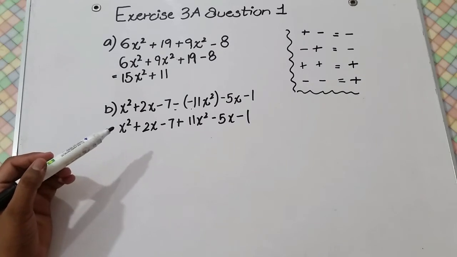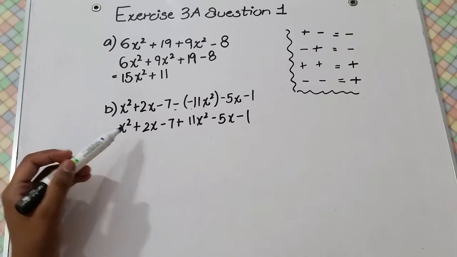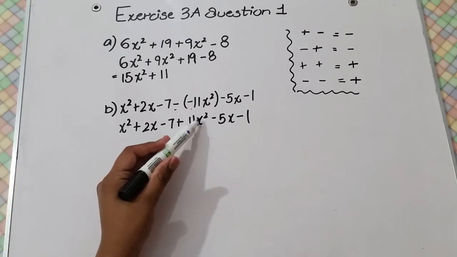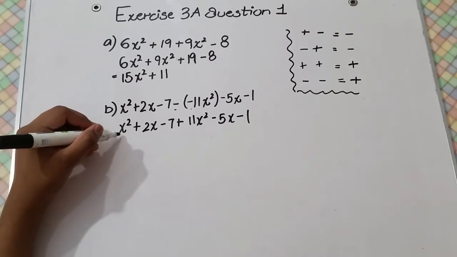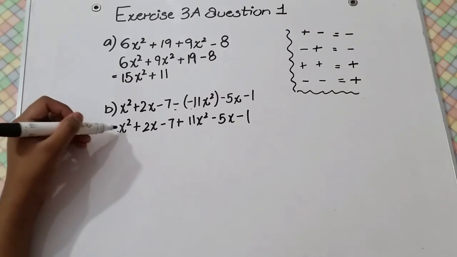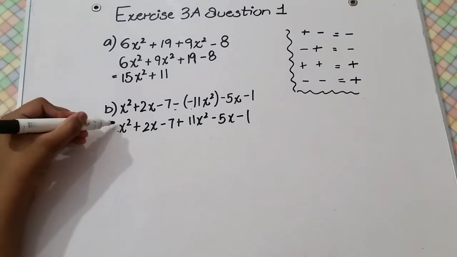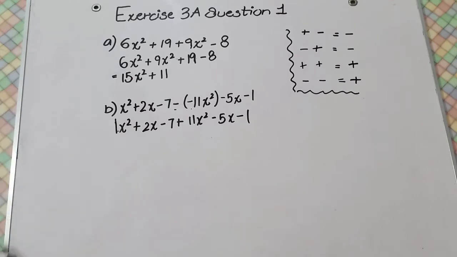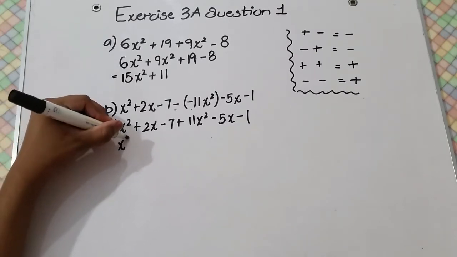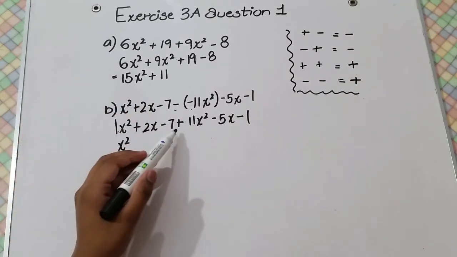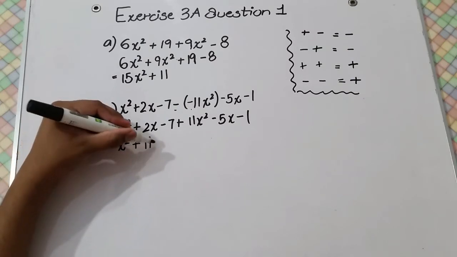So now we are going to gather the like and unlike terms. So x square, and then we are having 11x square. This is a like term. So before doing this, I am going to remind you that if there is written x, y or any other alphabet, it is considered as 1. Okay, so we are going to write x square plus 11x square.